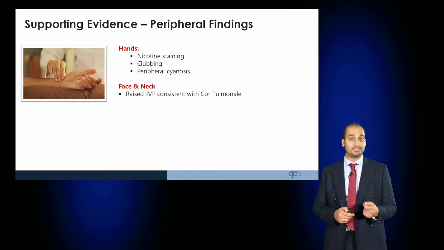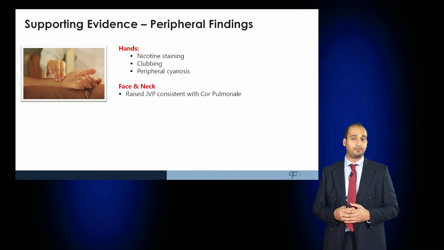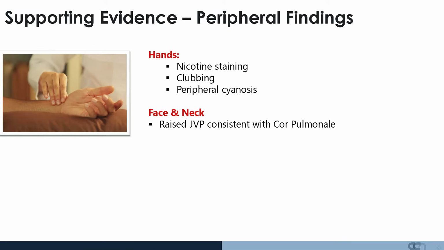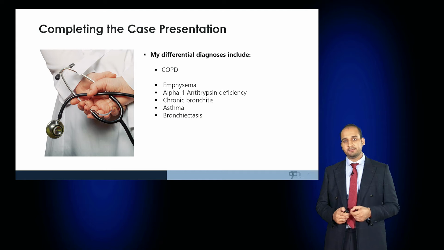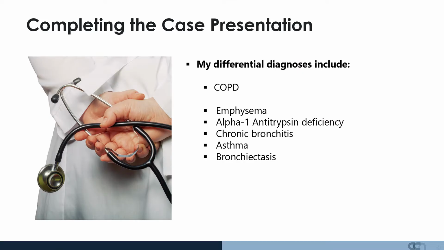When you inspect the hands, you're likely to see nicotine staining, clubbing, and some signs of peripheral cyanosis. Examining the face and the neck, you'd expect to see a raised JVP consistent with cor pulmonale or right heart failure. The differentials, apart from COPD, would include other conditions which damage the parenchyma of the lungs. This would include emphysema, in younger patients, conditions such as alpha-1 antitrypsin deficiency, chronic bronchitis, asthma, and bronchiectasis.